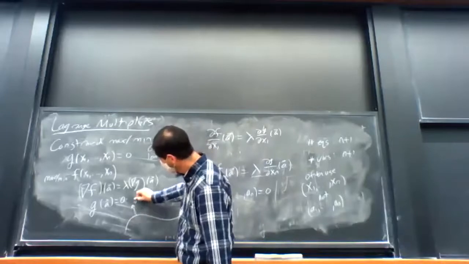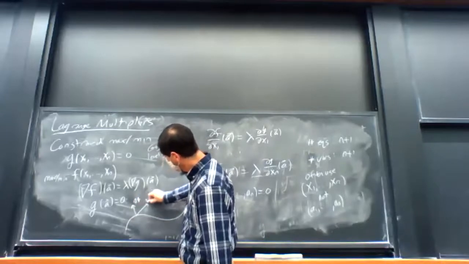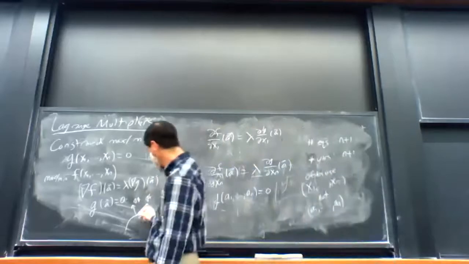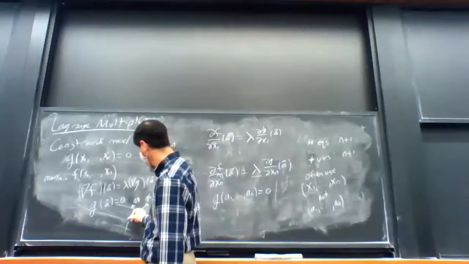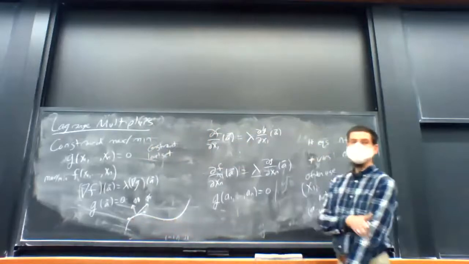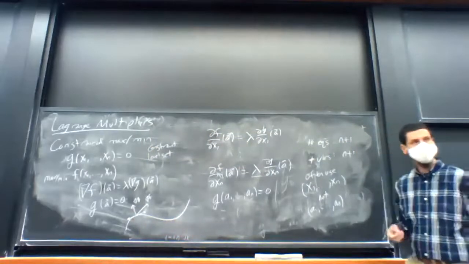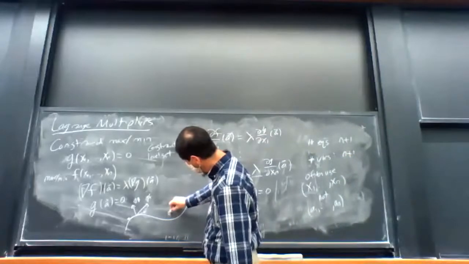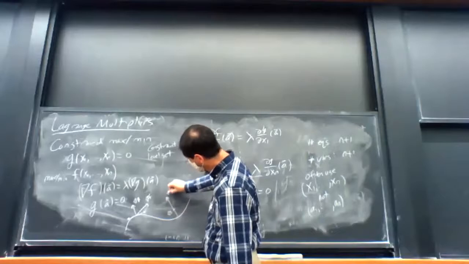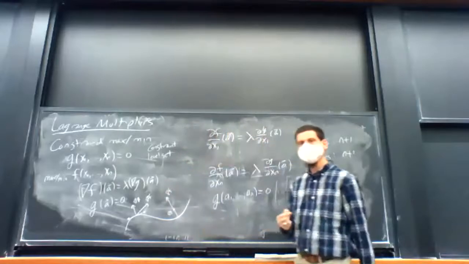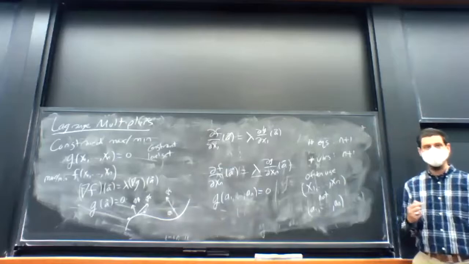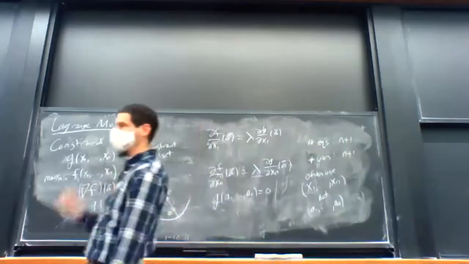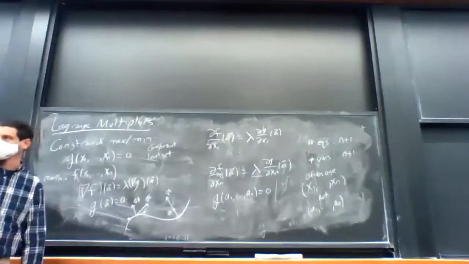So if this is the gradient of g, and the gradient of f is not aligned with the gradient of g, then I have some component of it that's tangent to the curve. And that means if I flow in that direction, I can make the function larger, and if I flow in the opposite direction, I can make it smaller. And if over here, this is the gradient of g, and the gradient of f is in the same direction, then that will be my candidate for maximum minimum. So again, Lagrange multipliers doesn't give you a guaranteed maximum or minimum, it gives you a candidate.